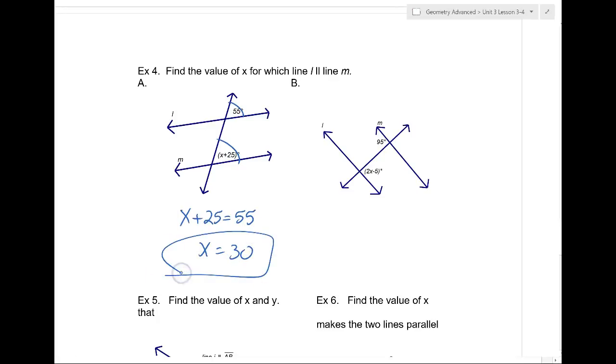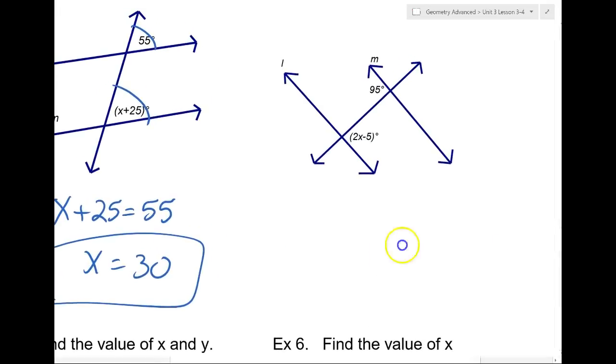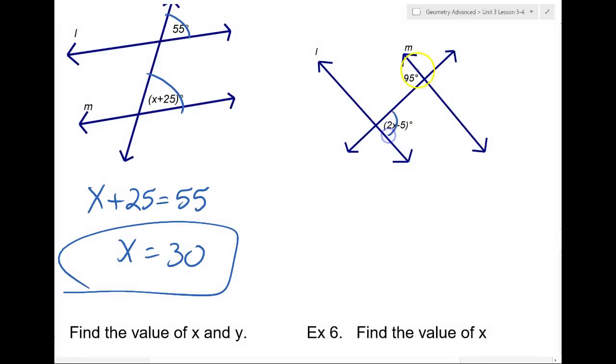Whew, tons of work to show on that one. Using the same idea for B. If I want them to be parallel, what does x have to be? Well, what type of angles are those two angles? So they need to be what? I think that's a 95, right? They need to be congruent. If I want them to be parallel, I need the angles to be congruent. So we treat them that way. So I get 2x minus 5 is equal to 95. And you guys all know it's not going to stay that easy, but at least it's fun to start with.